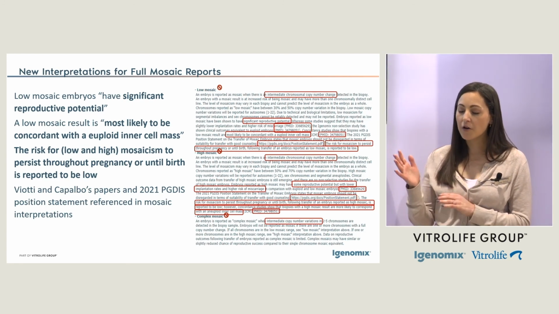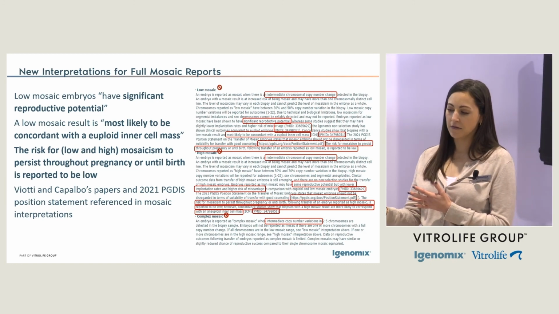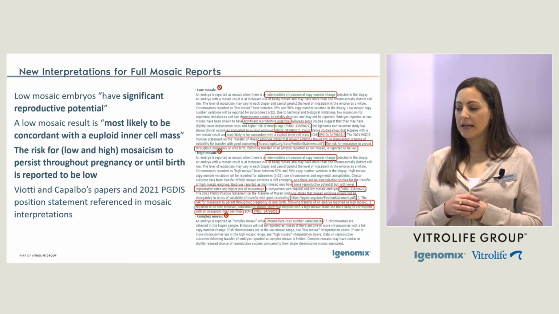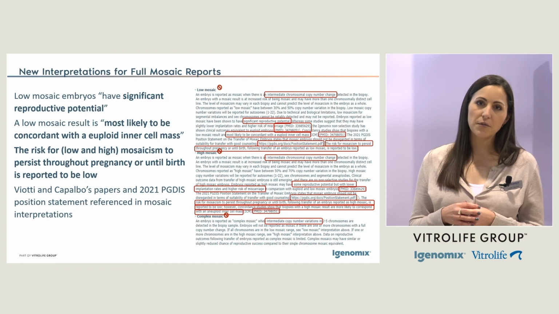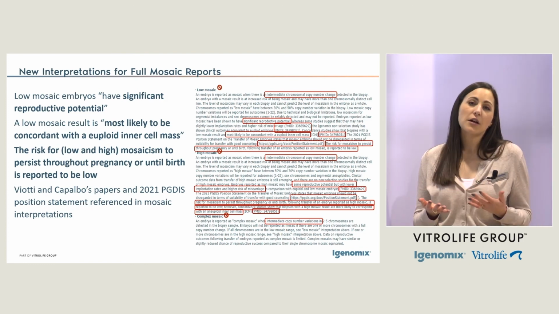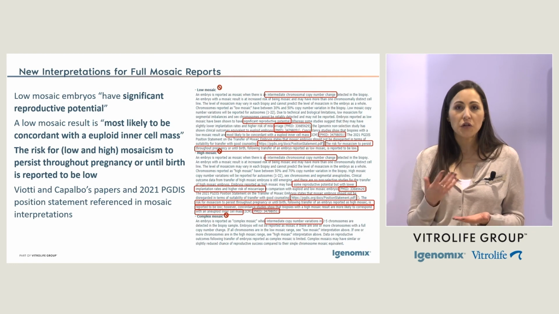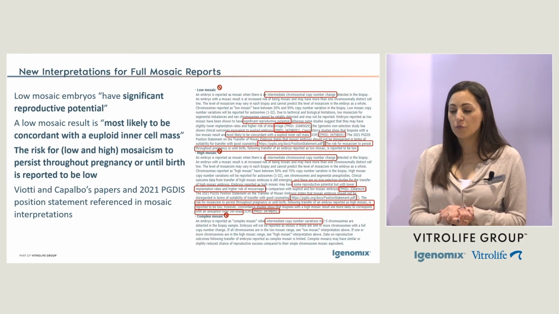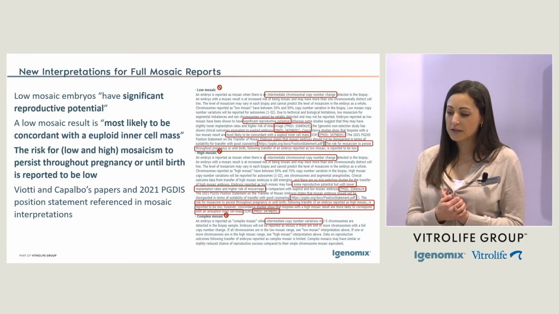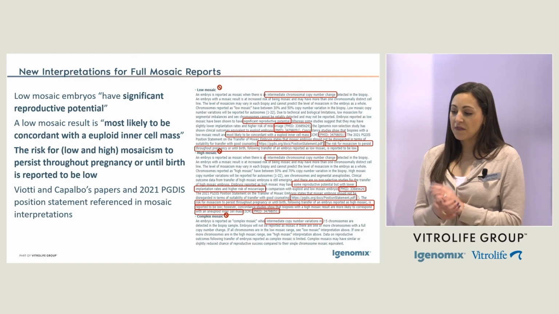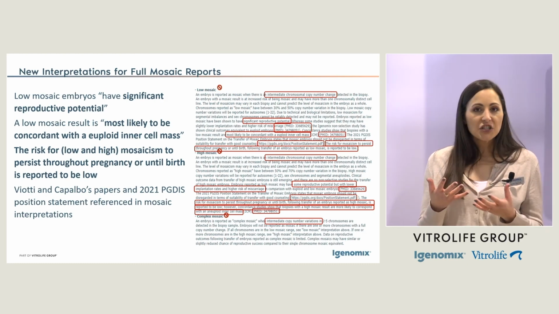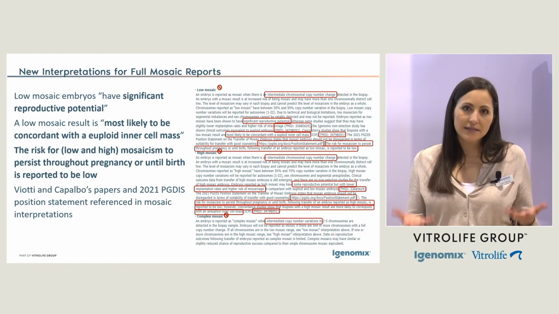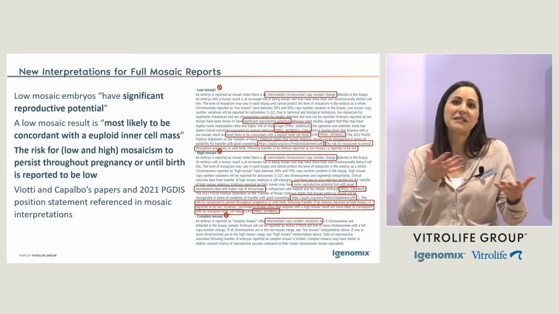And so on our PGTA reports, as highlighted on the right-hand side of this slide, you'll see different adjustments that have been made. So now stating that low mosaic embryos have significant reproductive potential, and a low mosaic result is most likely to be concordant with a euploid inner cell mass. And then the risk for high or low mosaicism to persist through pregnancy or to birth is reported to be low. And within the interpretation section, we do include the citations of these papers that I've been mentioning, and that way both physicians and patients alike can have access to these papers to understand where this data is coming from.